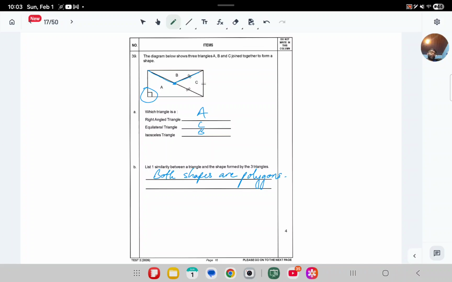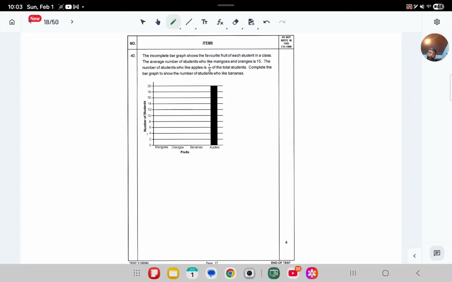And we know they are polygons because they are made up of three or more straight lines. So good. There are other similarities which you'll probably have. So moving on now to number 40, the final question for section 3.